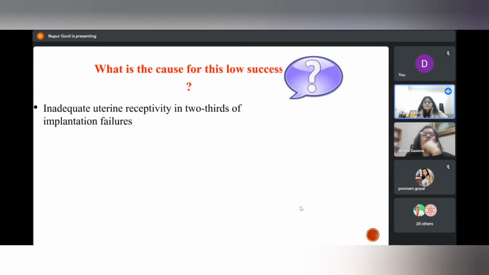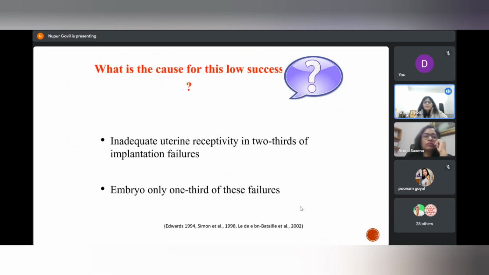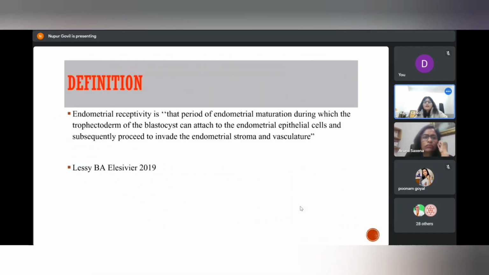So what is the cause of this low success? It was estimated that embryos are responsible for 1/3 of these failures, and inadequate endometrial receptivity has been found to be responsible for 2/3 of the implantation failures. Recently, Lessey and Young defined endometrial receptivity as that period of endometrial maturation during which the trophectoderm of the blastocyst can attach to the endometrial epithelial cells and subsequently proceed to invade the endometrial stroma and vasculature.